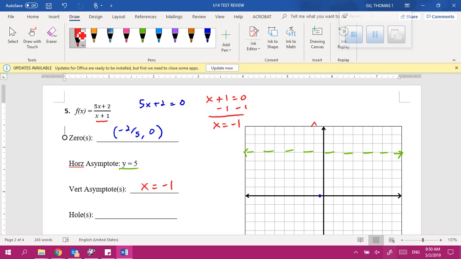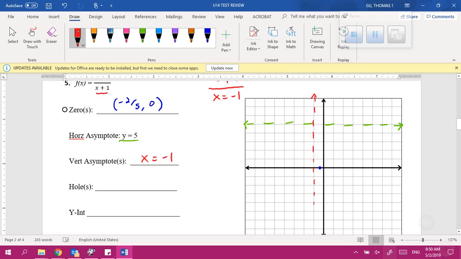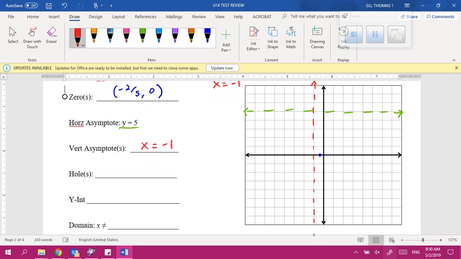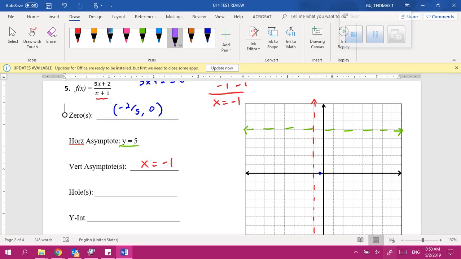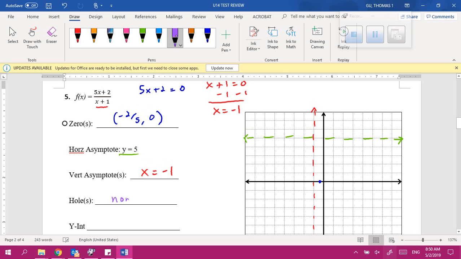So here it is, because now I can actually see what my curve is going to look like. Already I have enough information for that curve. Are there any holes on this graph? No. Why not? Nothing's canceling out in the fraction.